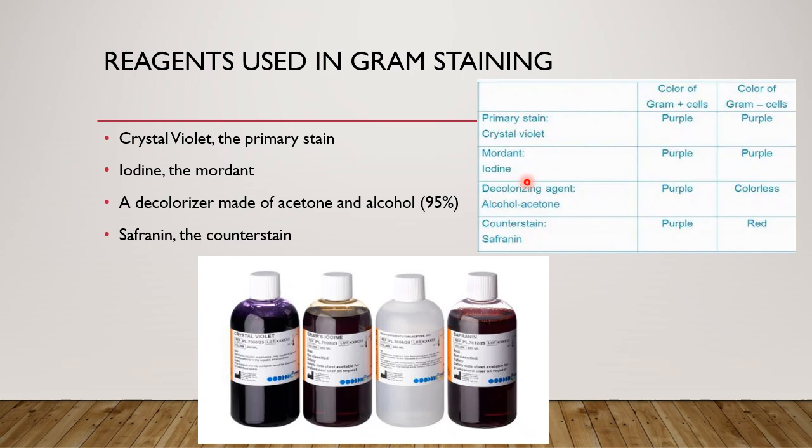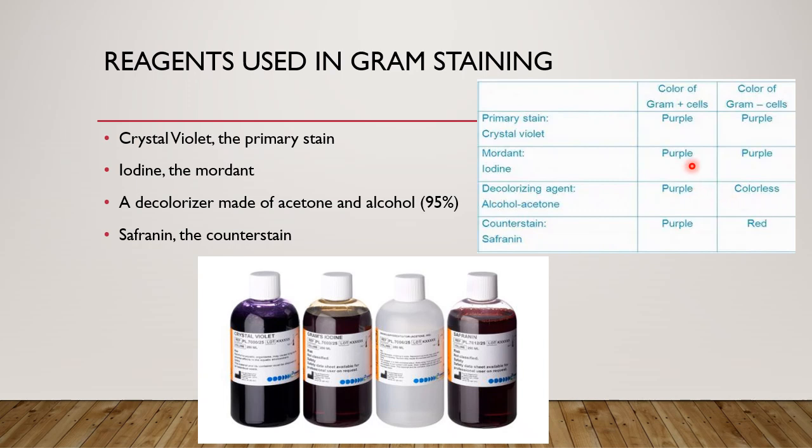So this actually fixes crystal violet to the substance, and at this stage also both the cells appear purple in color. Then next we add the decolorizing agent, that is alcohol and acetone. At this step, as the name tells, decolorizing agent, the gram negative cells get decolorized. That is, the purple color will be removed only in the gram negative cells.